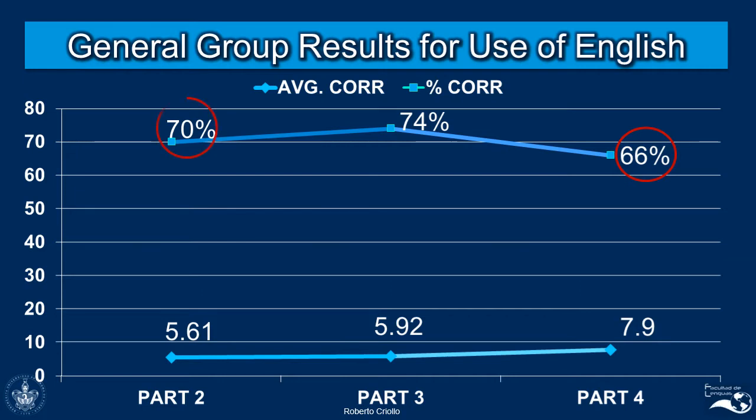And then the second most difficult task for you was the one in part 2. These are the general results that you obtained, and basically what it means is that you need to review these two skills.